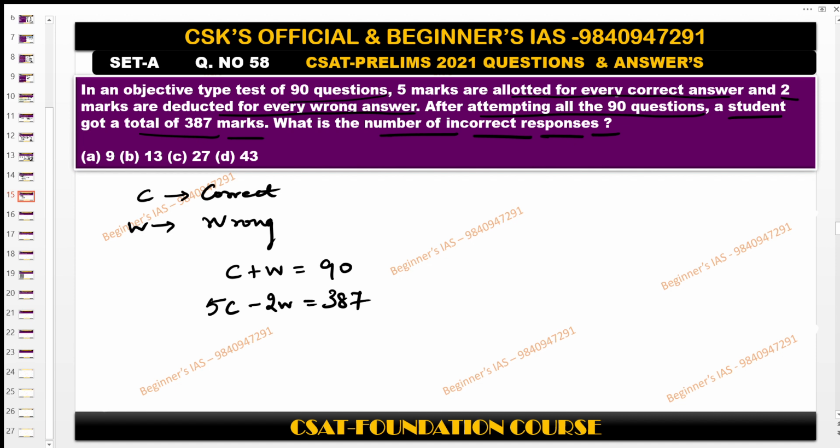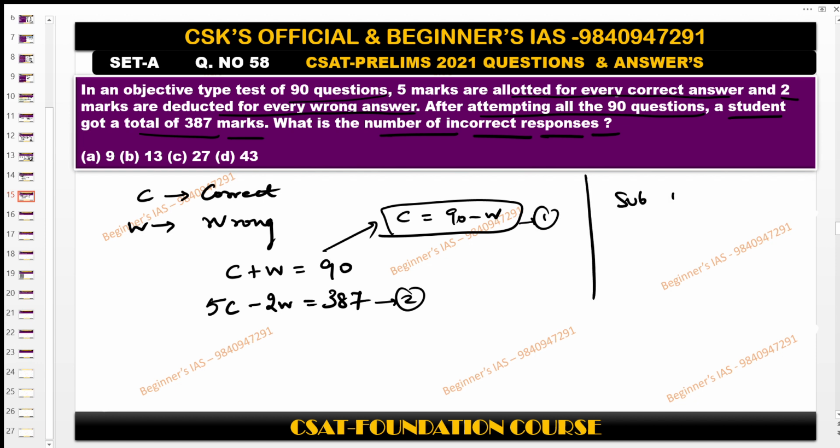Form a simple equation. Then you can use the elimination method, the substitution method, or the cross multiplication method. Whatever method you can apply. What I'm doing is changing here: C is equal to 90 minus W. This is equation number 1. I'm substituting it into equation number 2. So 5 times (90 minus W) minus 2W is equal to 387.